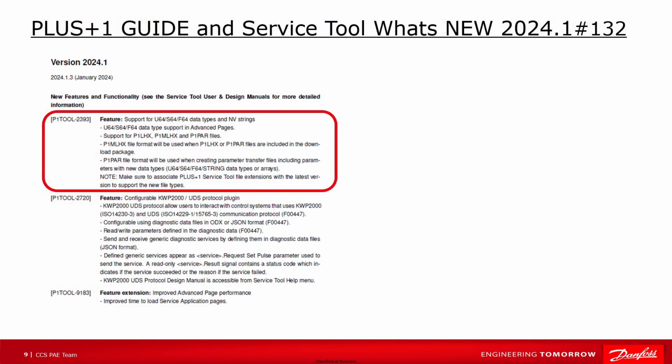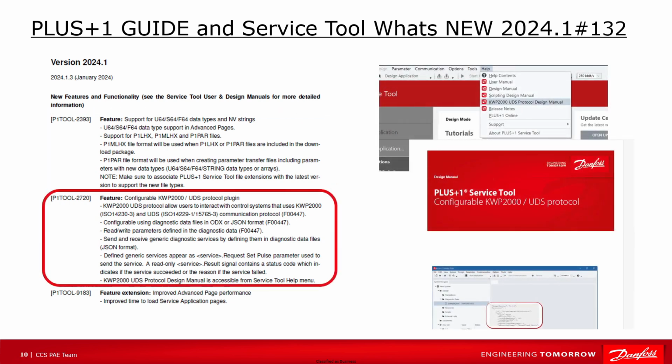After Guide, let's have a look at the Service Tool features in 2024.1. Starting with the already covered extended data types supporting floating point and non-volatile strings, and the already mentioned file formats caused by the data type extension, like P1 LHX, P1 MLHX for the downloadable file, and P1 PAR for the parameter transfer file. This means software written in Guide 2024.1 can only be downloaded to a controller via Service Tool using this or a later version.